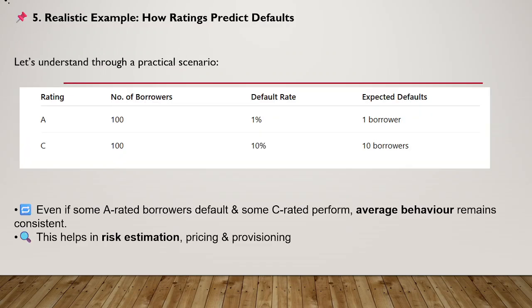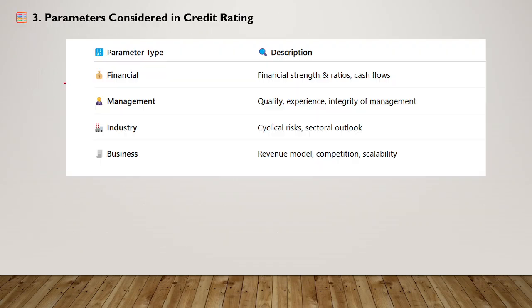So what goes into this rating? Banks look at multiple angles. The first and most obvious one is the borrower's financial strength. Are they profitable? Do they have enough cash flow to meet obligations? How leveraged are they? In other words, how much debt are they carrying compared to their equity?